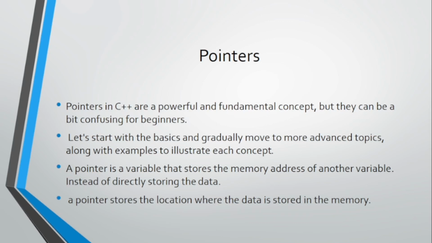So let's define the pointer. A pointer is a variable that stores the memory address of another variable instead of directly storing the data. A pointer stores the location where the data is stored in memory. You have seen in the previous examples that when we declare a variable such as an integer, let's say num1, it was stored directly in memory. But a pointer is a bit of a different story, so let's visualize it on our writing pad.